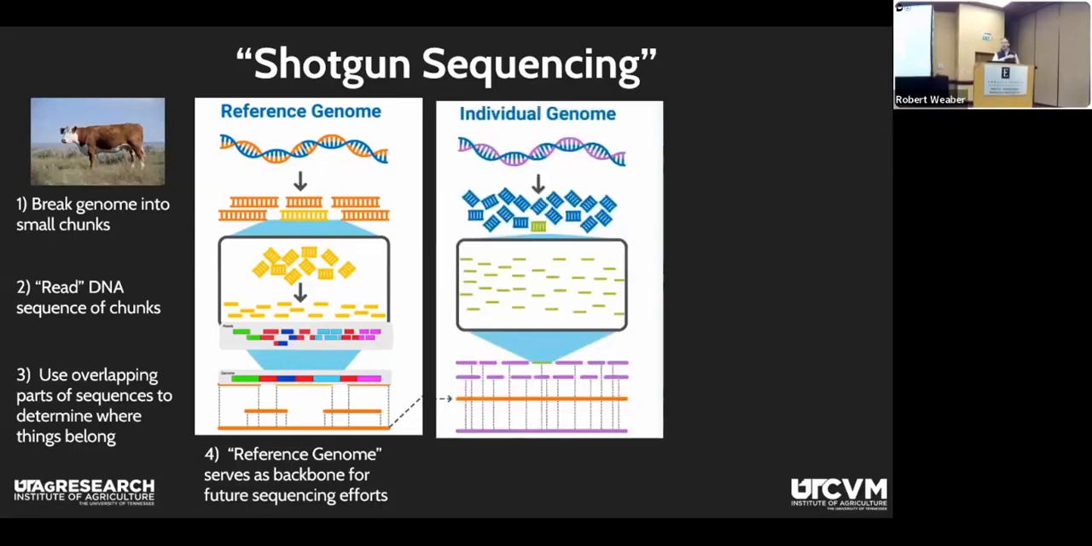So after we have a reference genome, this is where our individual genomics comes in, and it becomes, again, a more straightforward process because we're not having to go through this assembly step on all of our genomes that we sequence.